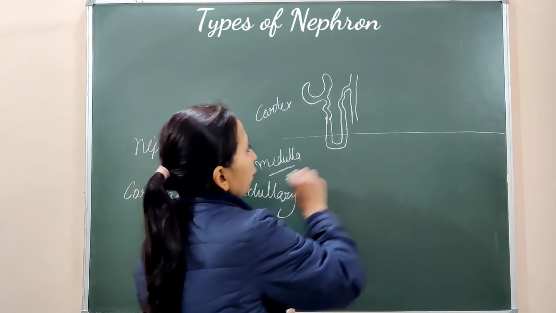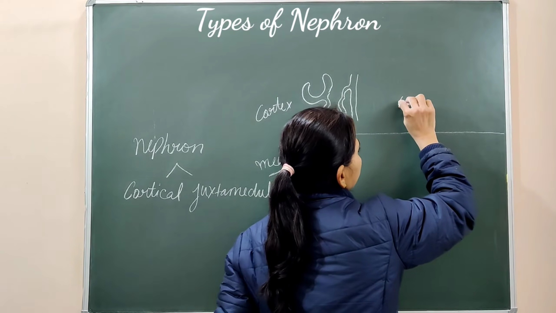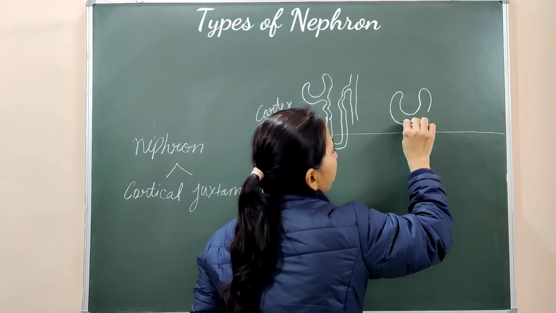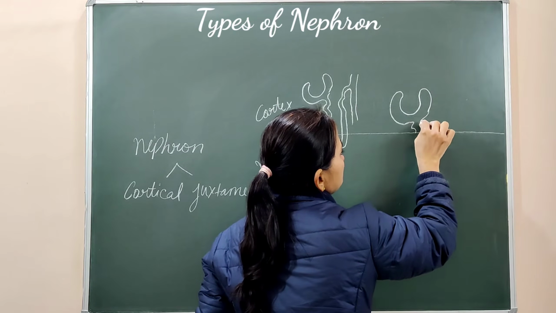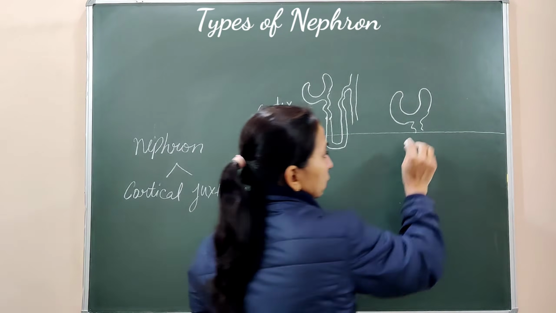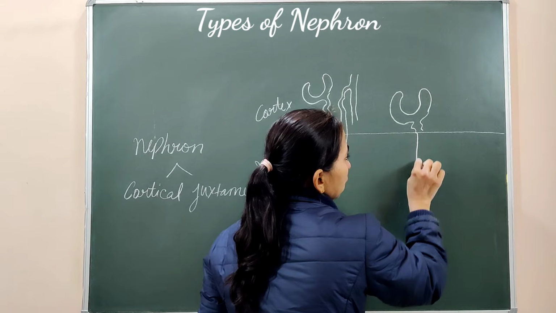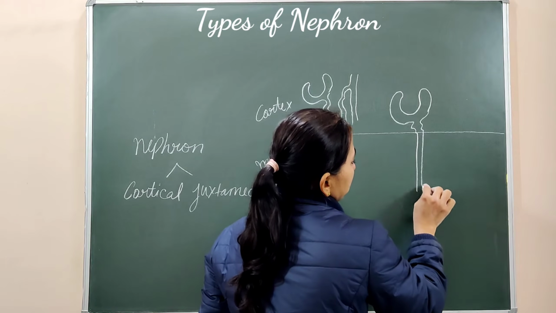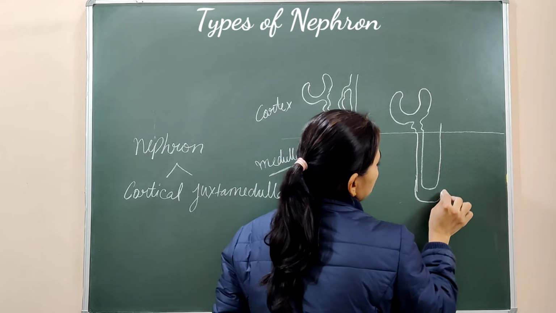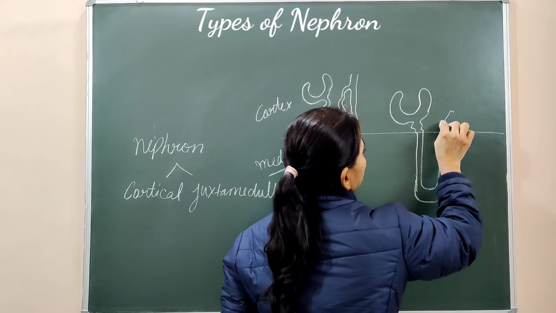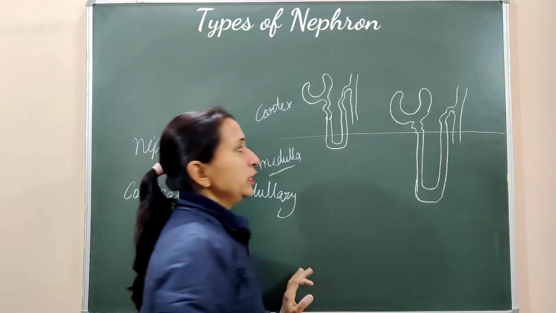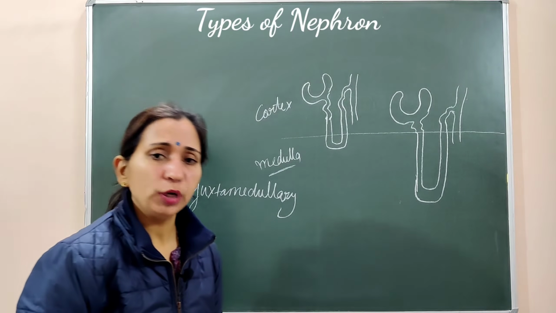Whereas the other type of nephron, which we are calling juxtamedullary nephron, they have Bowman's capsule. Their Bowman's capsule is present just near the location where cortex and medulla meet. They are present at the junction of cortex and medulla. Then this PCT is connected with the loop of Henle. The loop of Henle is long. Then there is the DCT. DCT opens into the collecting duct. So this type of nephron is known as juxtamedullary nephron.